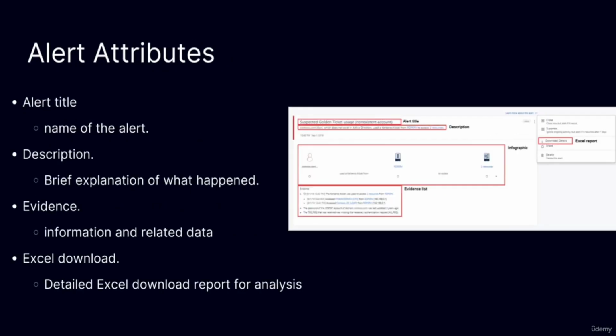So let's look at the alert attributes when you have the alert. First one is the alert title, which is the name of the alert given by Microsoft Defender. Then you have a brief description of what has actually happened. And here you might have a description of multiple apps that are impacted. Evidence means information and related data. So here you'll have some more in-depth information. And finally, you'll also have the option to download all this information in Excel format. You can later run advanced queries in your Excel file.